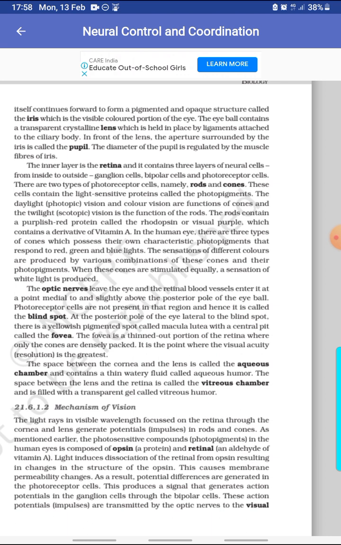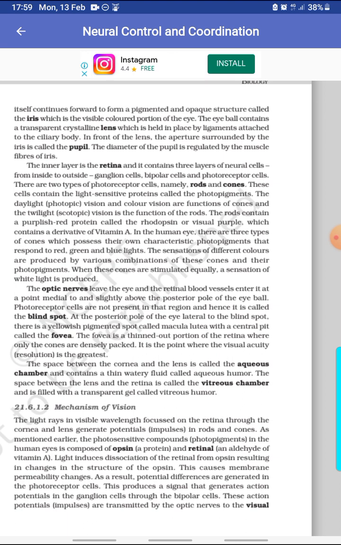The daylight, photopic vision, and color vision are functions of cones, and the twilight or scotopic vision is the function of the rods. The rods contain a purplish red protein called the rhodopsin or visual purple, which contains a derivative of vitamin A. In the human eye, there are three types of cones which possess their own characteristic photopigment that respond to red, green, and blue lights. The sensation of different colors is produced by various combinations of these cones and their photopigments. When these cones are stimulated equally, a sensation of white light is produced.